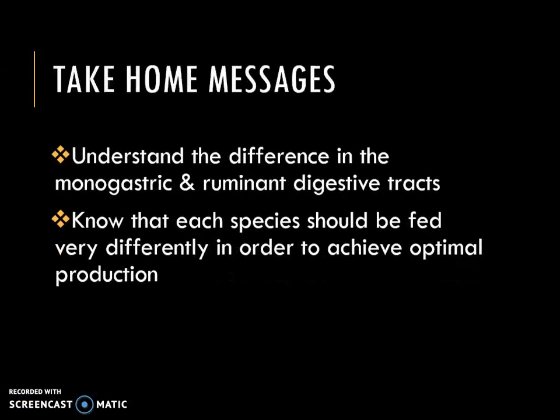So some take-home messages for the middle section here in this part 2 of Unit 4 is understand the difference in the monogastric and ruminant digestive tract. And therefore then take that knowledge and know that each species should be fed very, very differently to achieve optimal production. We cannot feed each species the same way and hope to get what we would like as an ideal outcome. They'll consume different feeds very, very differently, digest them very differently, and of course we want to be efficient in what we do, so we want to be careful in how we select feeds appropriate for each animal.